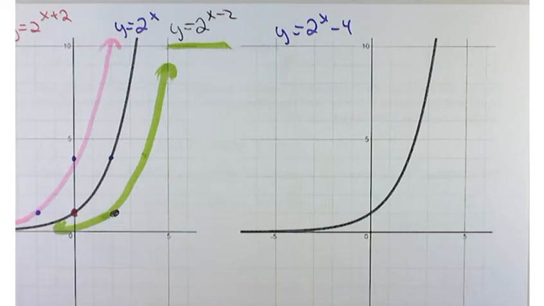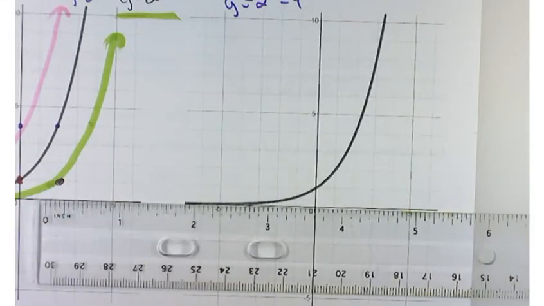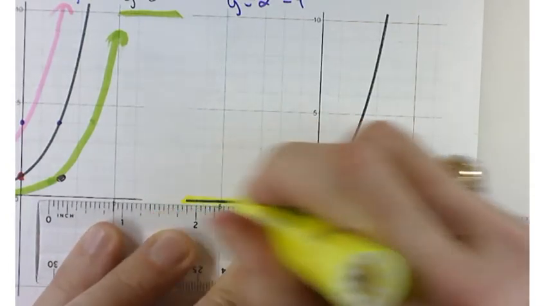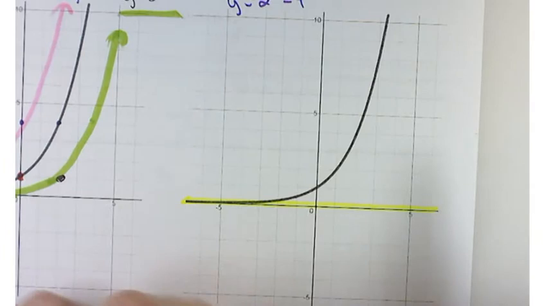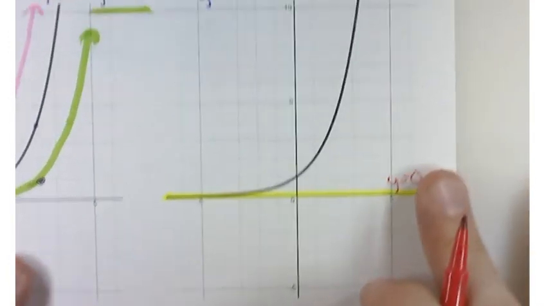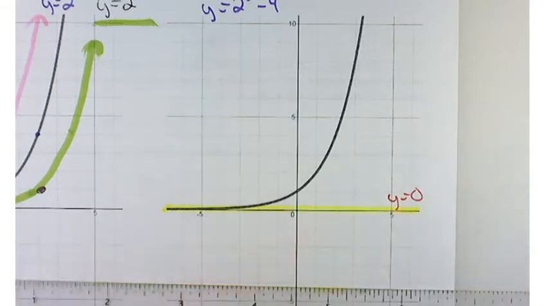But before we do that, let me remind you of an important feature of this graph. And that was this line, the horizontal asymptote. So we had a horizontal asymptote at y equals 0. Where's that horizontal asymptote going to be if I shift the graph down 4? At -4. Start out by drawing this at -4.